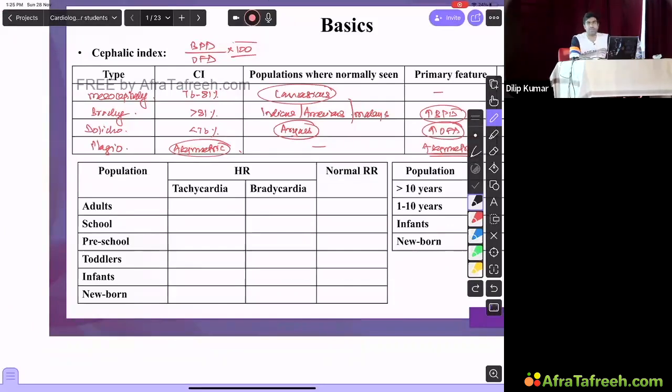Maybe because white people believe that they are superior, they say mesocephaly is considered to be the normal head, Caucasian race. Brachy and dolicho also are normal only, unless it's extremely abnormal. But it can be seen in certain disorders also, like dolichocephaly in Marfan syndrome. Very common feature. So it can be normal or it can be abnormal. But plagiocephaly is almost always abnormal. It can never be normal.